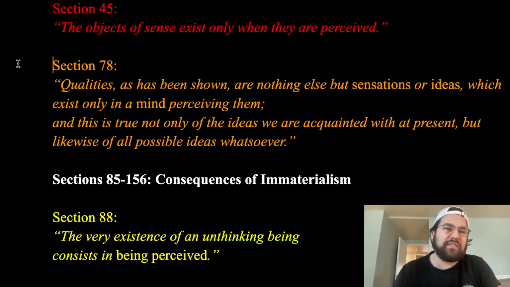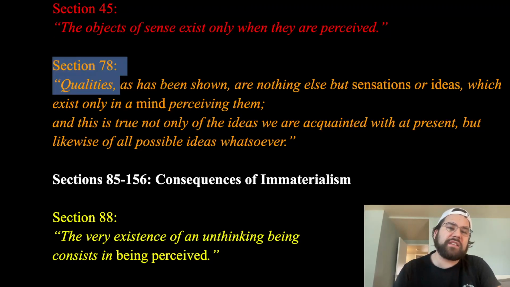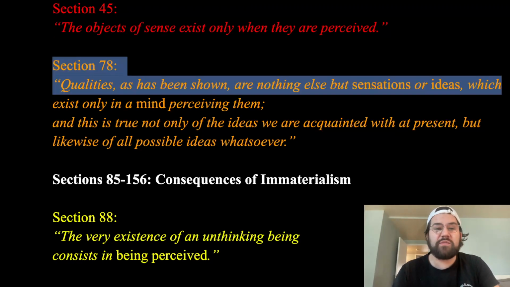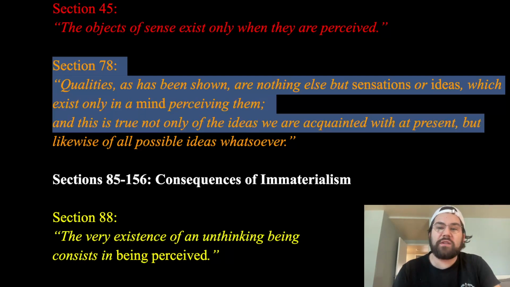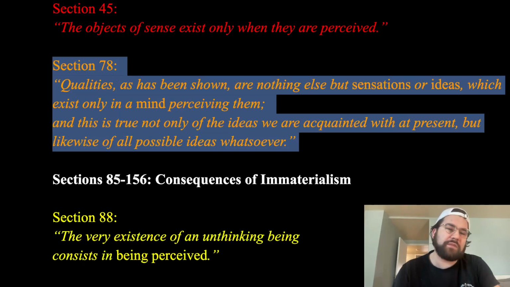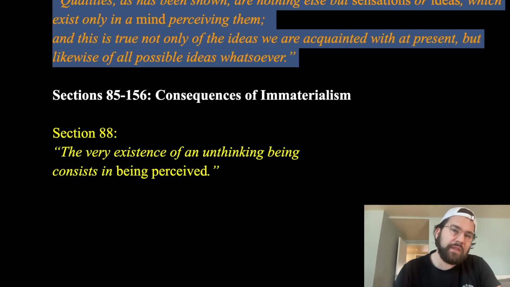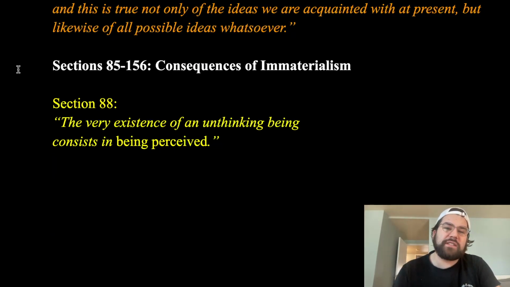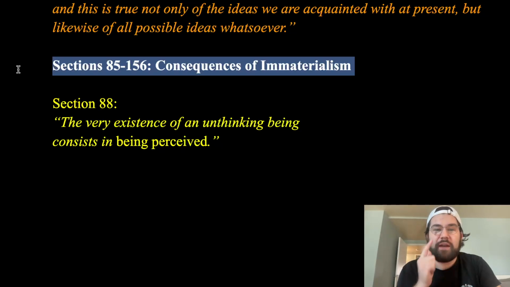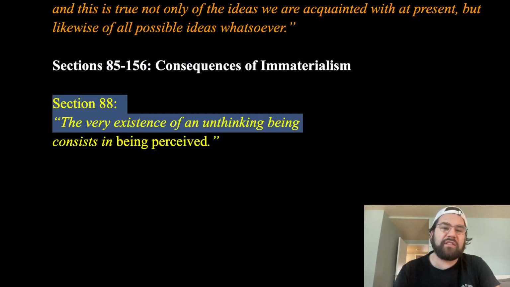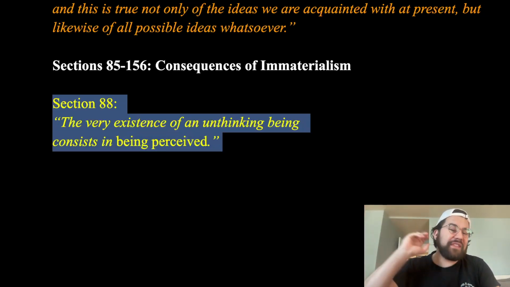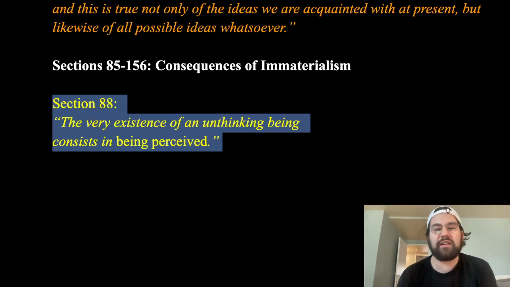And finally, section 78, in his objections and replies, he says, "Qualities, as has been shown, are nothing else but sensations or ideas, which exist only in the mind perceiving them. This is true not only of the ideas we are acquainted with at present, but likewise of all possible ideas whatsoever." And finally, to get into his consequences, again, we're not going to look at those, but a final good note here from Berkeley in section 88. He says, "The very existence of an unthinking being consists in being perceived." That means any object that we think is a material object only exists because we, as thinking beings, are perceiving it.